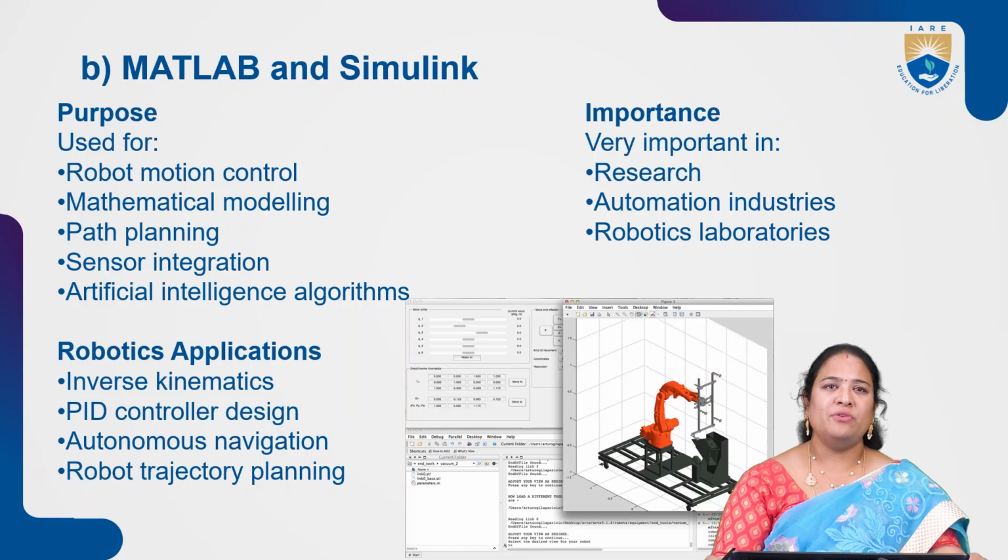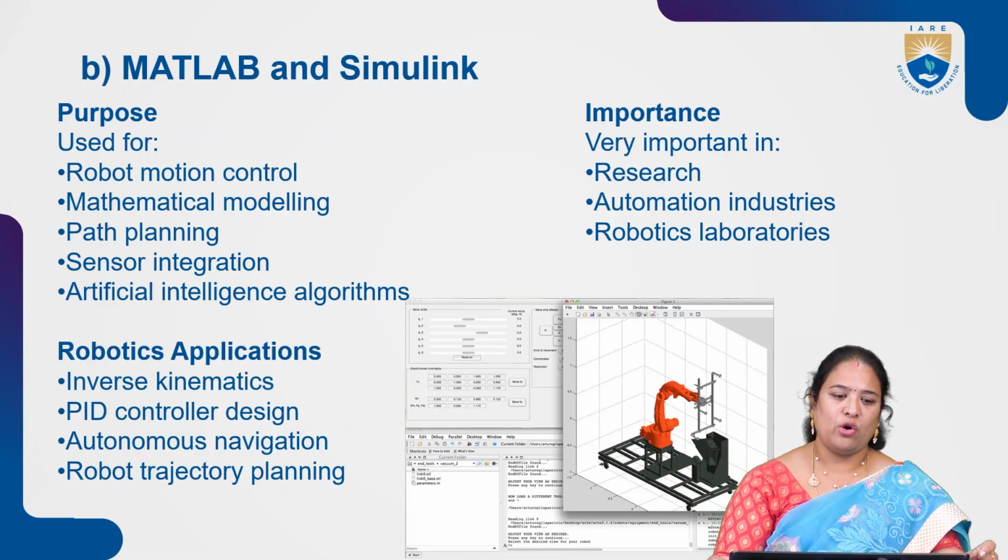The next type of software in simulation is MATLAB and Simulink. MATLAB's main purpose is robot motion control, mathematical modeling, path planning, sensor integration, and artificial intelligence algorithms. Importantly, we use MATLAB in research, automation industries, and robotic laboratories. The applications of robotics with the help of MATLAB and Simulink are inverse kinematics, PID controller design, autonomous navigation, and robot trajectory planning.